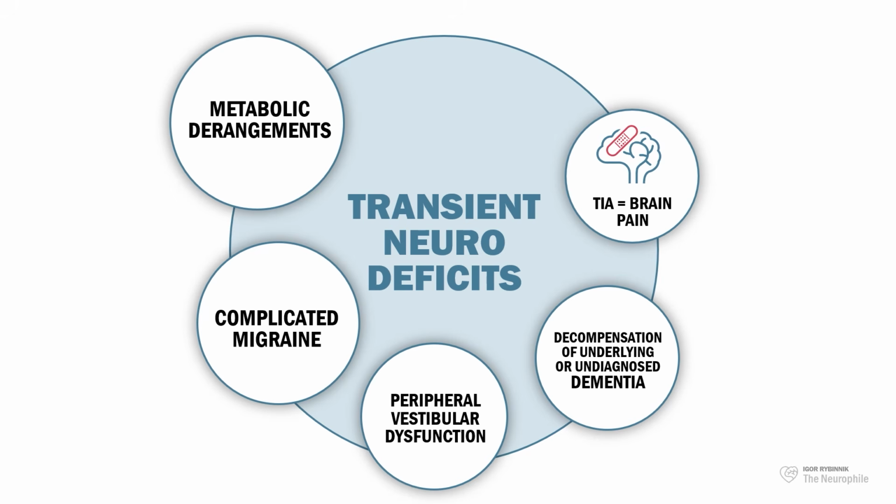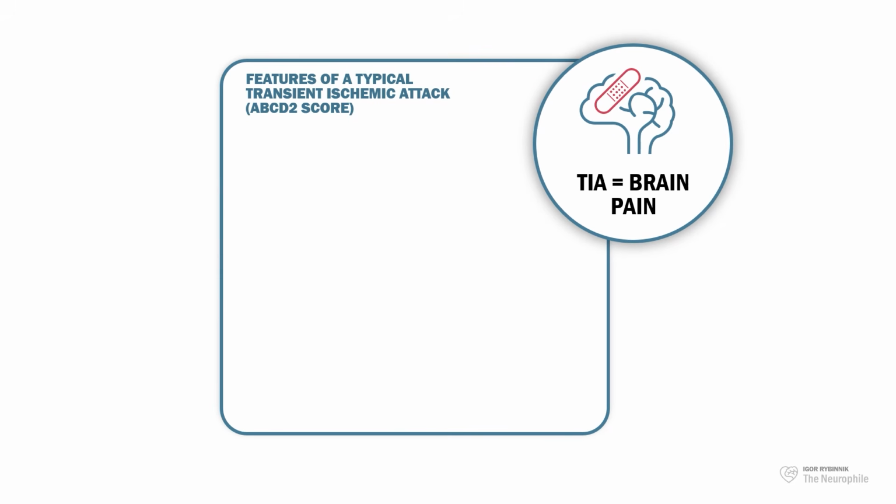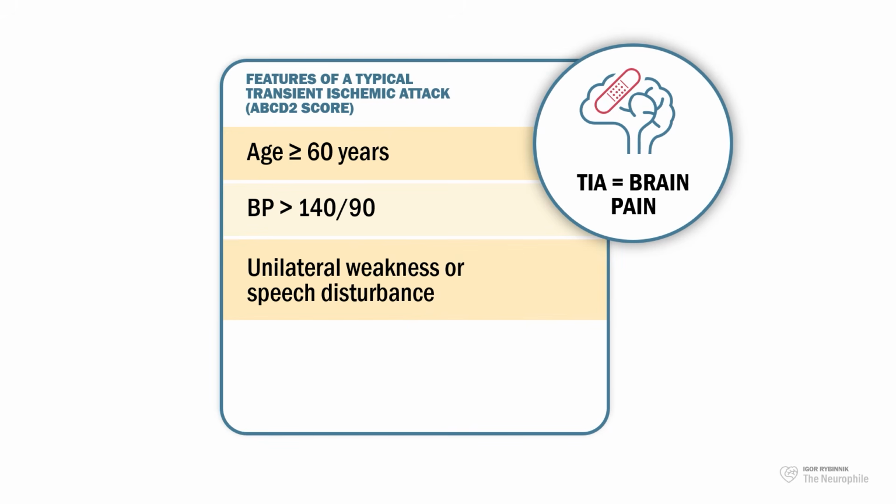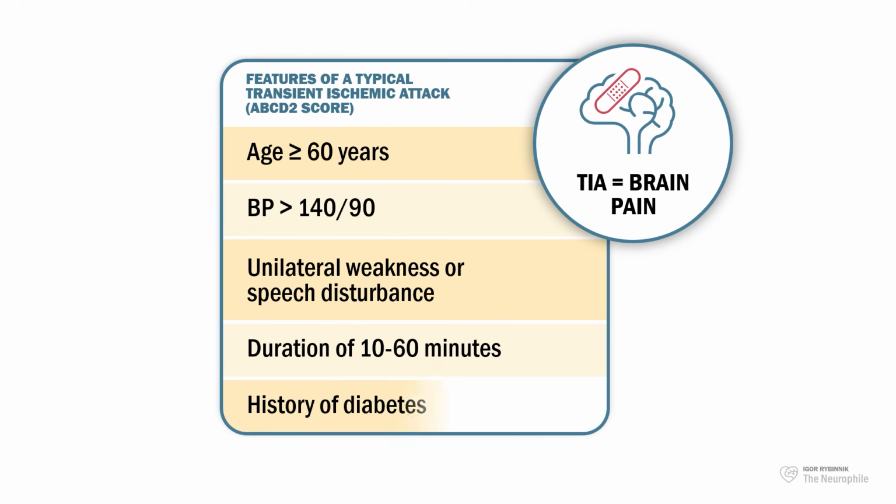So, how do we identify those who are at a higher risk of stroke, those who suffered a true transient ischemic attack? Let's use the ABCD2 score. Patients with a true transient ischemic attack are usually older, over the age of 60, have hypertension, blood pressure surpassing 140 systolic over 90 diastolic, present with unilateral weakness or speech disturbance that lasts between 10 and 60 minutes, and they may also have a history of diabetes.